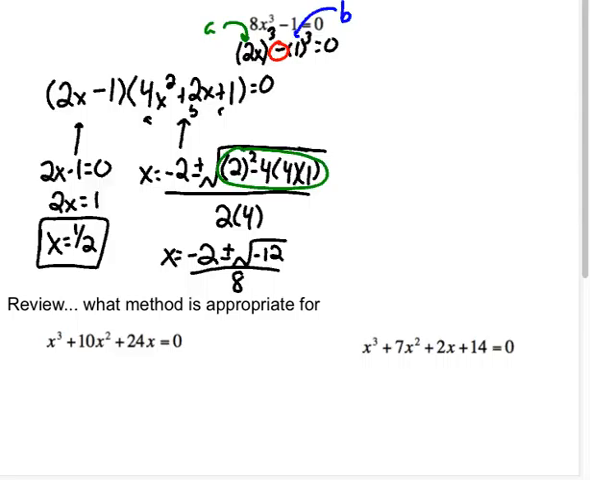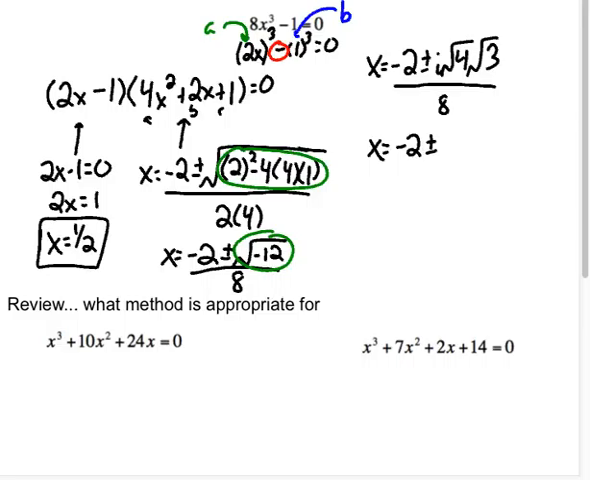Then unfortunately, whenever you do this, that piece is always going to simplify. So what that means is now I have to break apart that 12. I'm going to pull out the imaginary piece right away because I know it's always going to be imaginary. 12 can break up into 4 and 3. Remember, you always pull out a perfect square. So square root of 4 is 2, so I get 2i square roots of 3 all over 8.